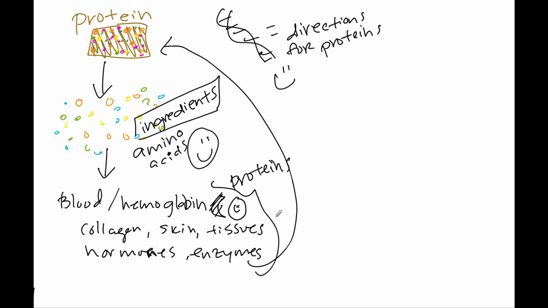This is why it's important to have a varied diet and to get protein from multiple sources so that we can increase the amount of amino acids that we have, because those amino acids are going to be building up our proteins that we need for everyday functions.